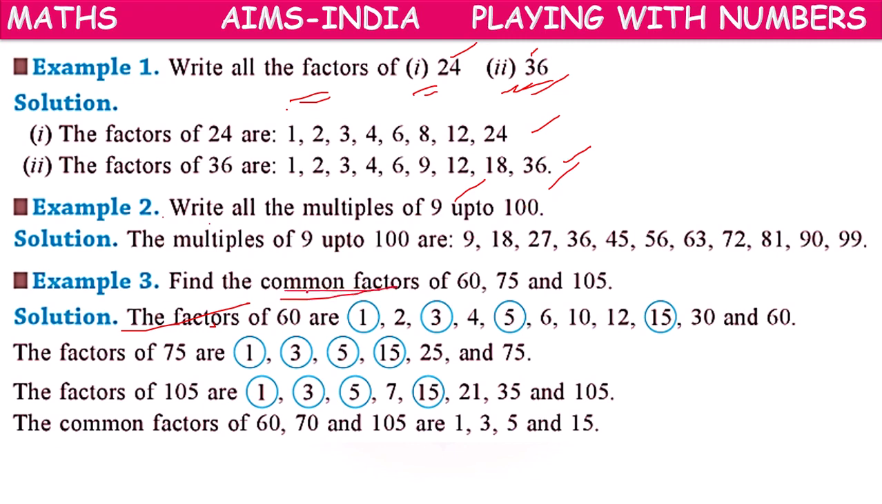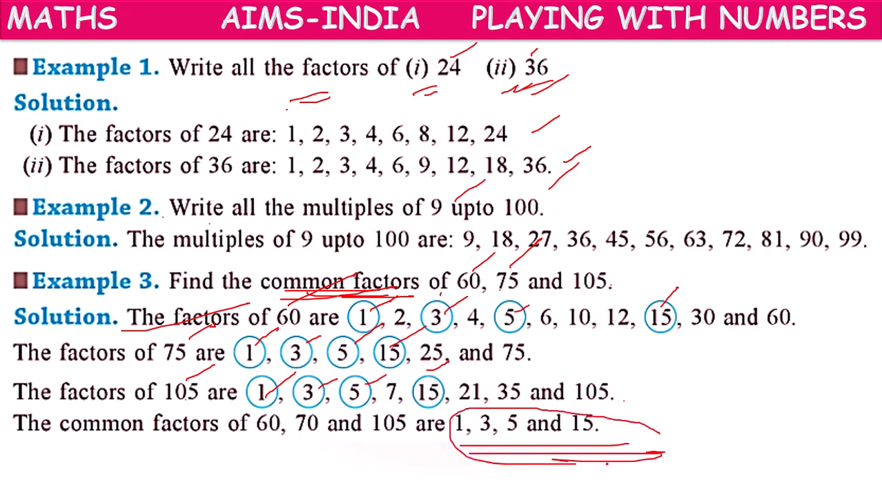Example 3, common factors. Common factors of 60, 75, 105. You have to write factors of 60, factors of 75, factors of 105. So what are common factors? 1 is present in all 3, 3 is present in all 3, 5 is present in all 3, 15 is present in all 3. So 1, 3, 5, 15 are the common factors of the given 3 numbers. First we will write all the factors, then we will circle all the common factors.